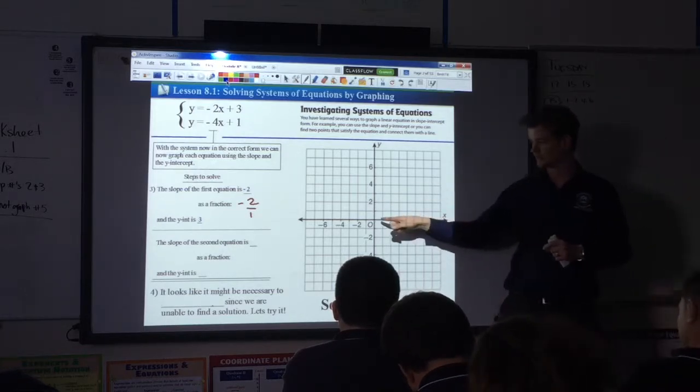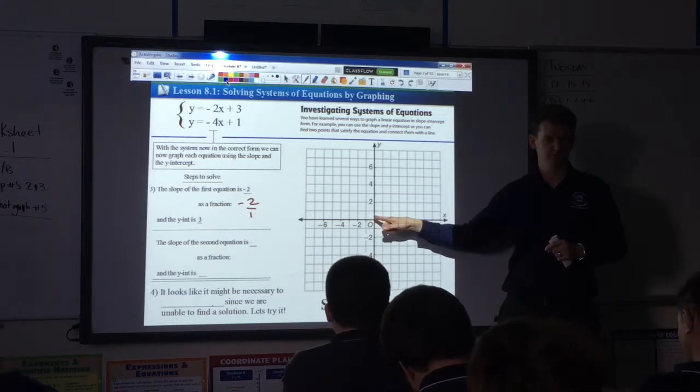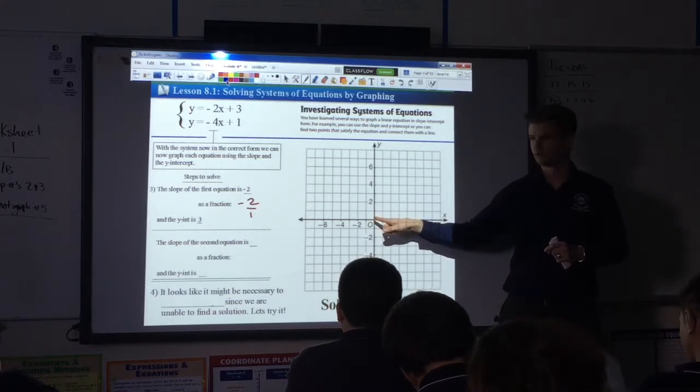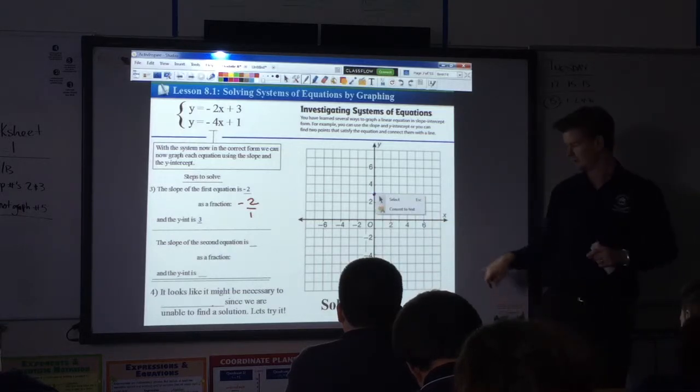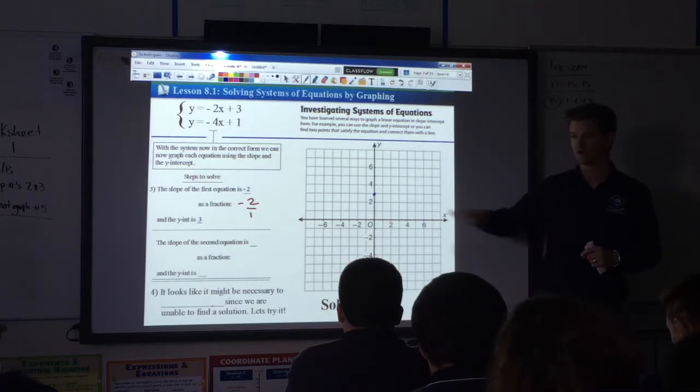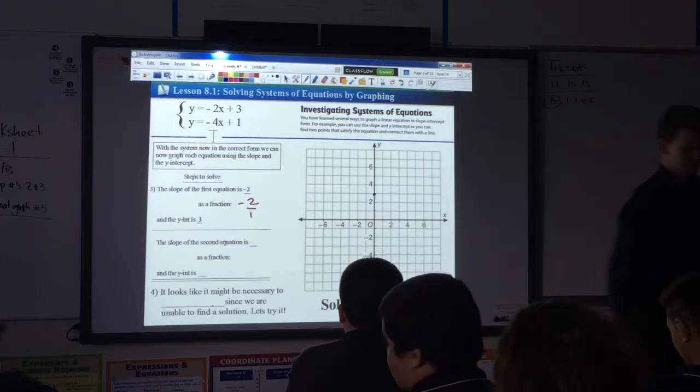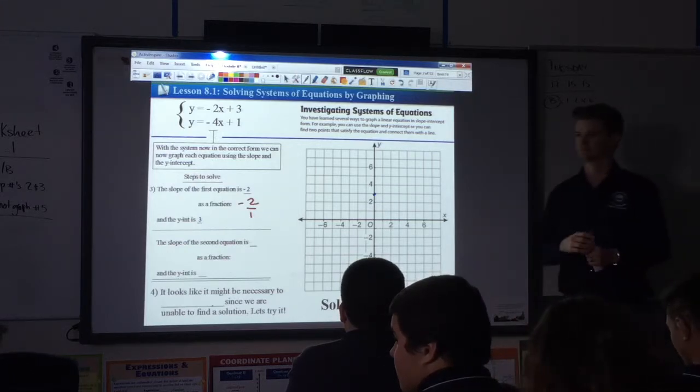My y-intercept's 3. So starting at the origin to graph the y-intercept, what am I going to do? I go up how many spots? 3. 1, 2, 3, and I graph that point. Okay? Now to get from here to the next point, I look to my slope. And Mabel, how do I get to the next point?